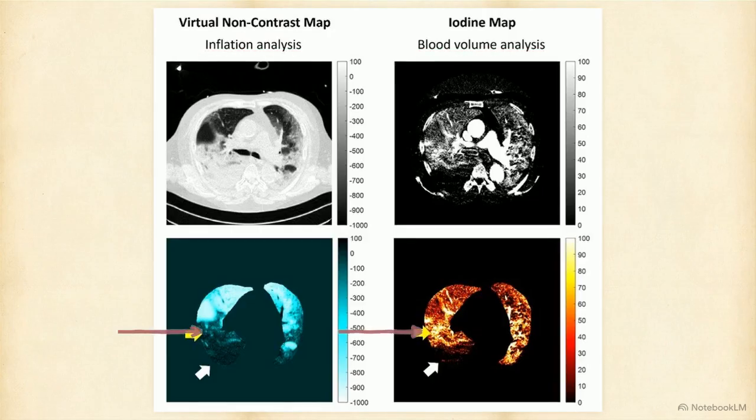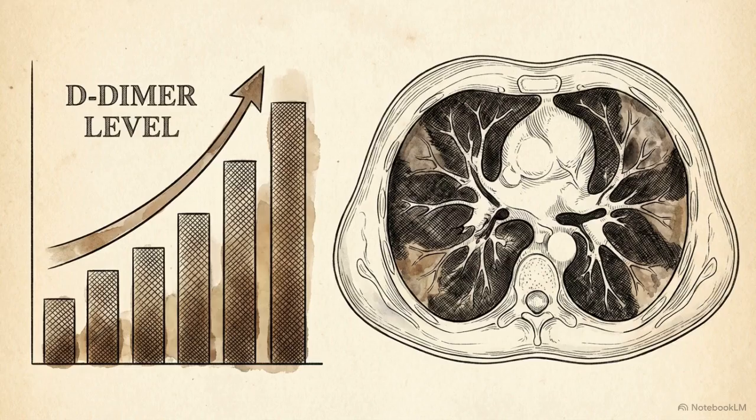The yellow arrow identifies a shunt, a region of hyperperfusion in non-aerated tissue. The white arrow points to a perfusion defect within a ground glass region, a form of dead space. Patients exhibiting high D-dimer concentrations and elevated ventilatory ratios frequently demonstrate this diffuse hypoperfusion across their scans, linking circulating coagulation markers directly to vascular failure.